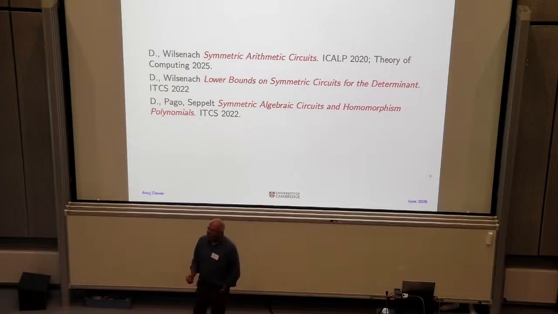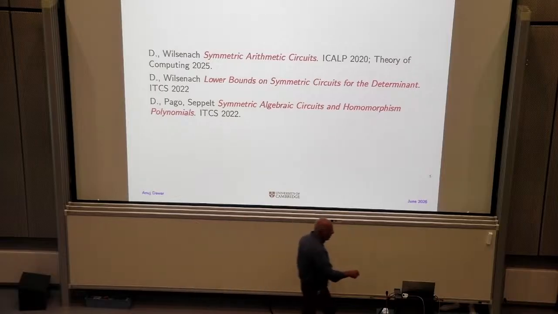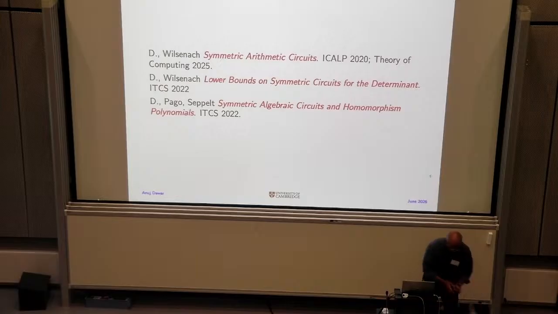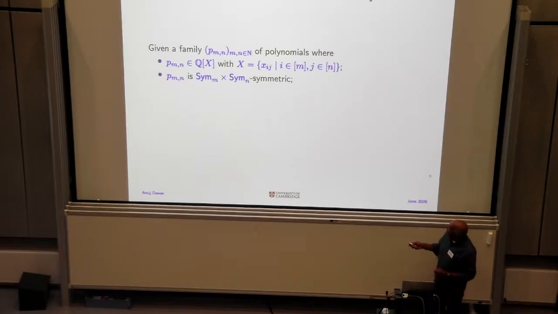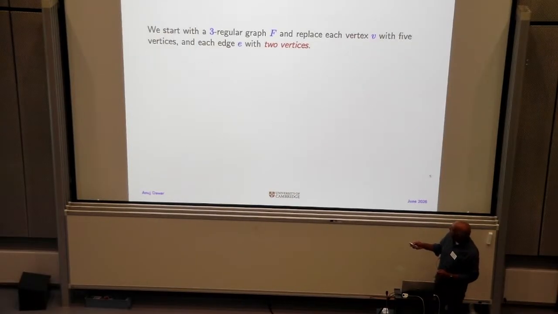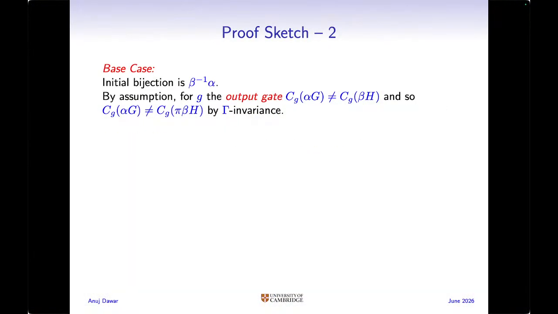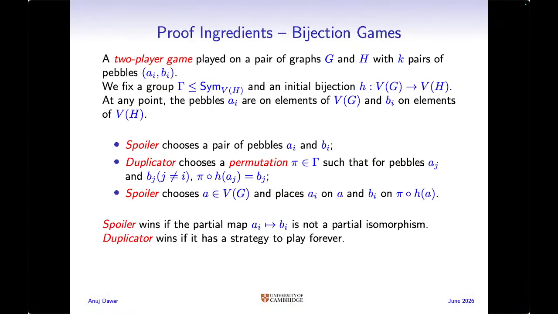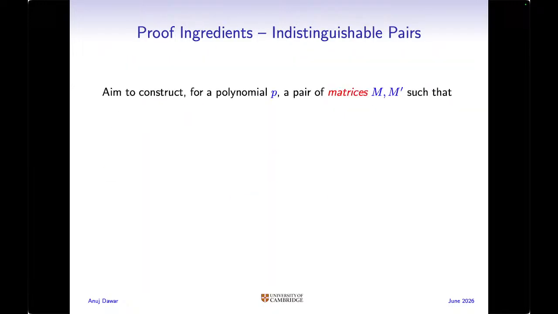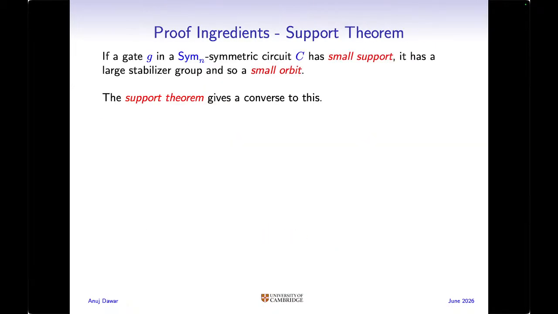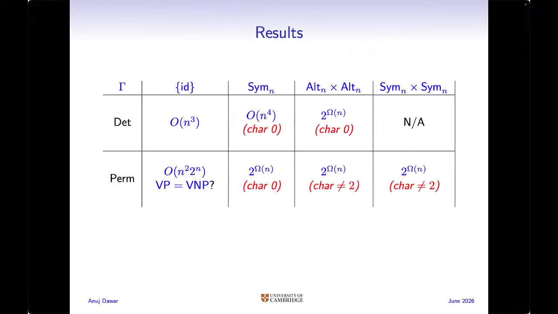Well, there is a bit of a question. Yeah, you're right. Let me go back to my table of results. The place where we have this exponential gap is under this symmetry action, but here we only get the permanent lower bound for characteristic 0 in any case.